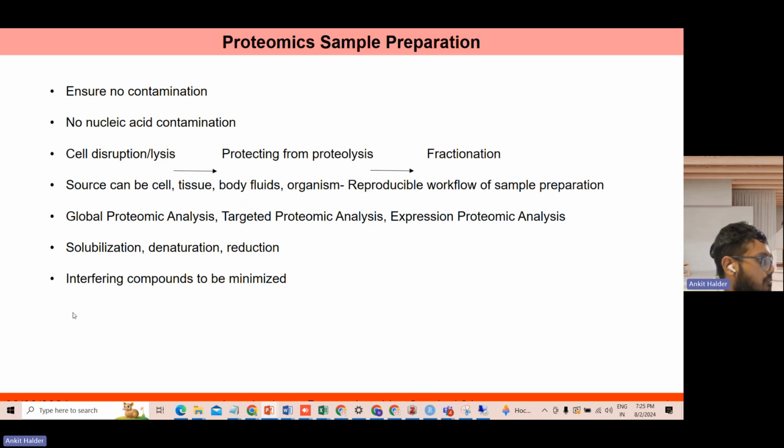So for this, what are the steps that are there? Like the solubilization, denaturation, and reduction. This is the overall thing, and we will be looking at everything in detail in the next few slides. And the other major goal would be that the interfering compounds need to be minimized, so that there are fewer interfering compounds and we can further get good quality protein.